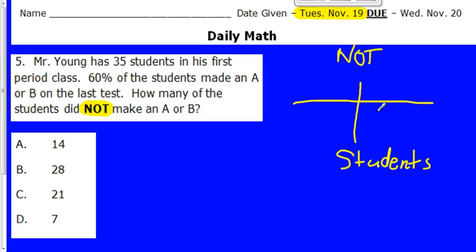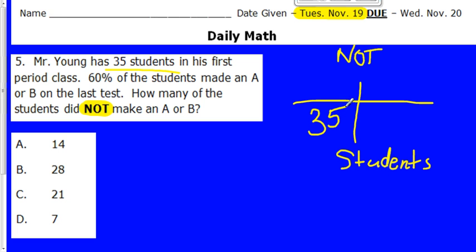This is about his students in his class that did not make an A or B. It says that he has 35 students in his class. That is his whole class. So we're going to put that on the bottom because that's everyone in his class, all that he has.